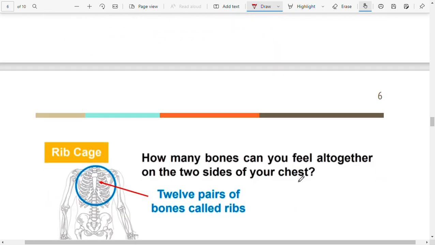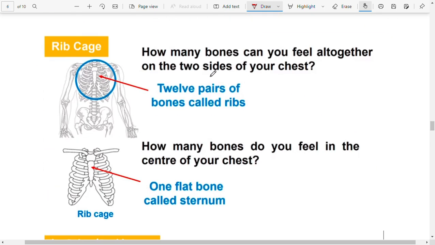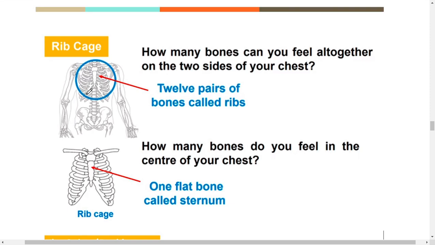Now we are going to learn about the rib cage. Now let's try an experiment. How many bones can you feel together on the two sides of it? Now I will just take my test.